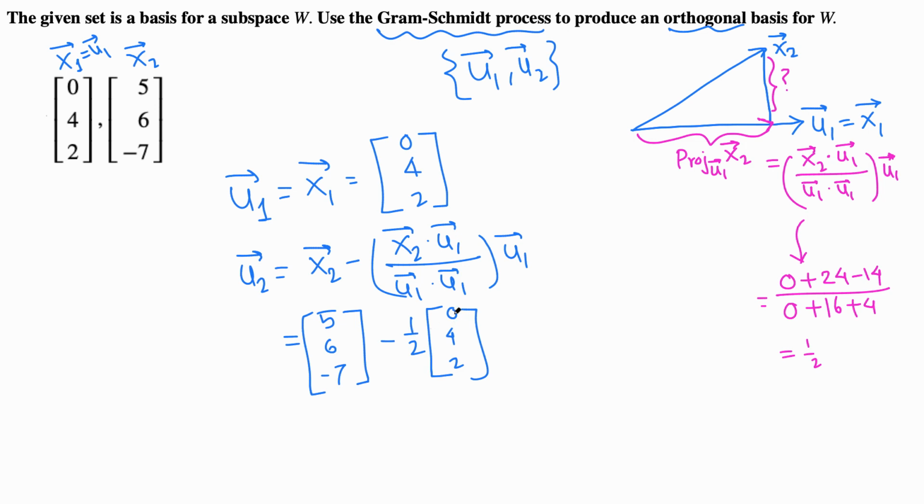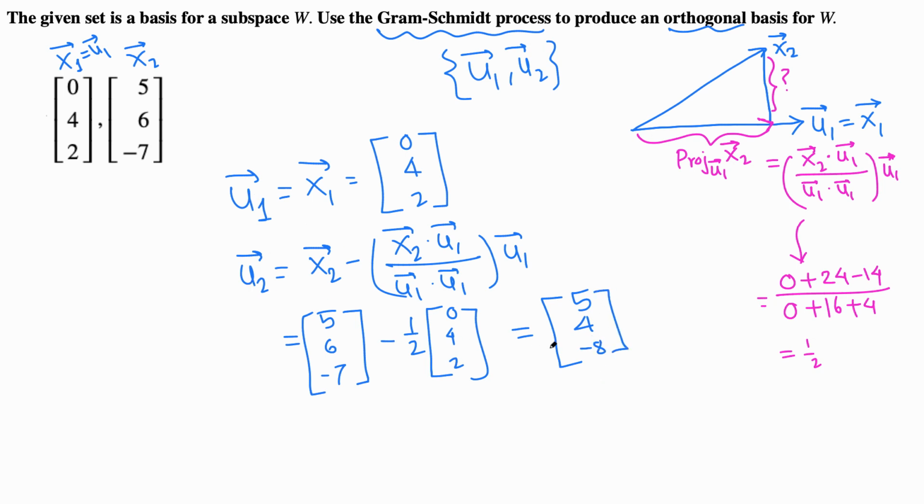Now 1/2 of 0, 4, 2 means 1/2 times 0, 1/2 times 4, 1/2 times 2, and we get the vector. So 1/2 times 0 is just 0, 5 minus 0 is 5. 6 minus 1/2 of 4, which is 2, gives 4. 1/2 of 2 is 1, -7 minus 1 is -8.